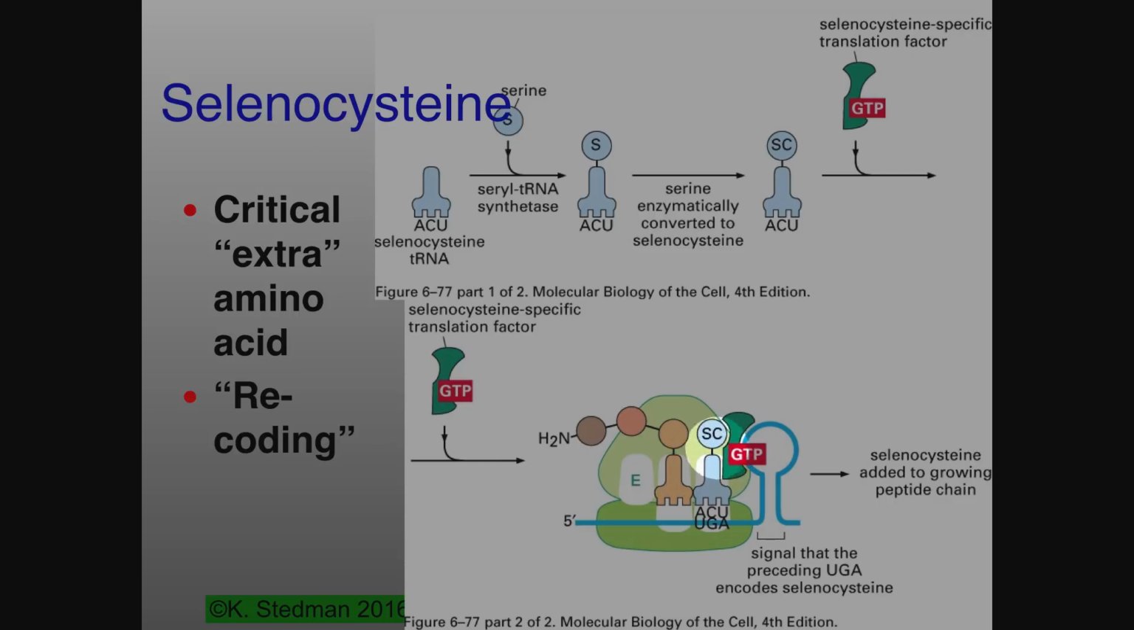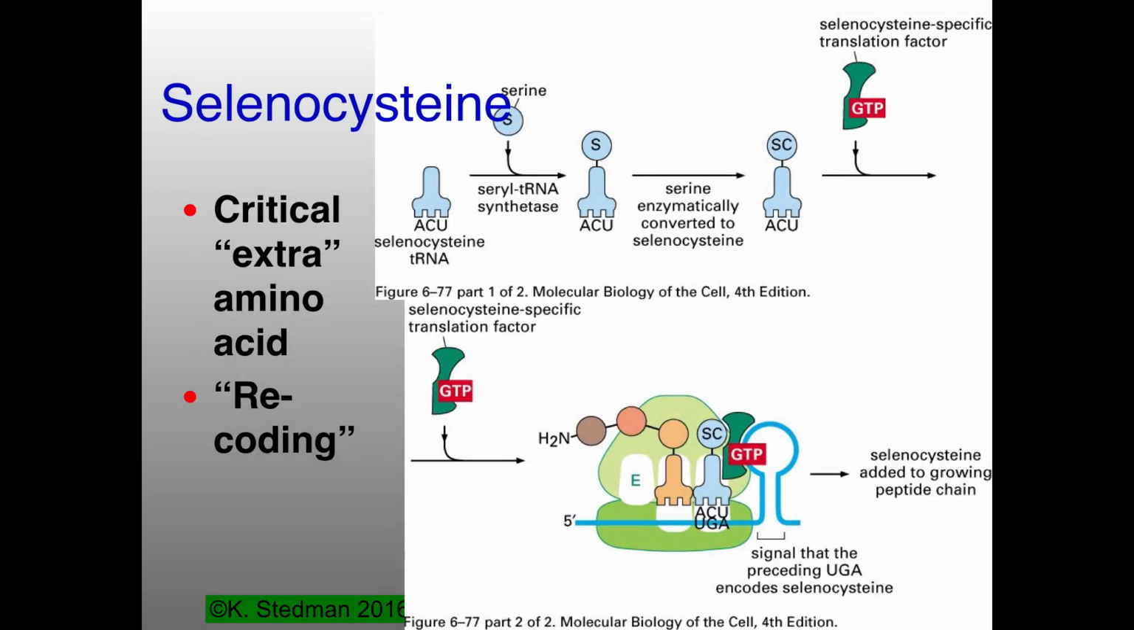Selenocysteine, once it's in the A position of the ribosome, because it's not a release factor anymore, it's now a real tRNA, the ribosome is perfectly happy to make a peptide bond here, and then this selenocystyl tRNA will be translocated into the P site, and you can continue.